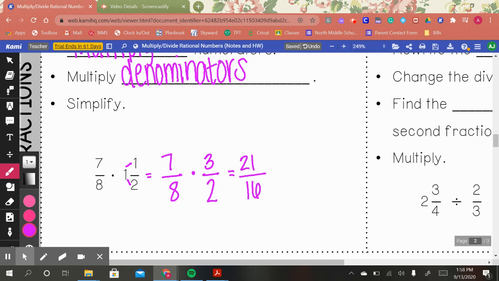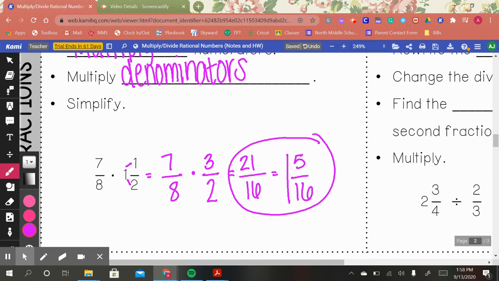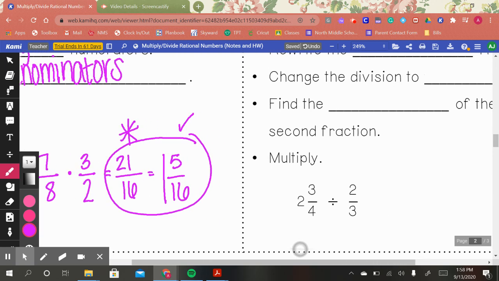All right, guys, we need to simplify here. 16 goes into 21 one time with 5/16 left over. I will accept either one of those answers. My goal for you is to for sure get here. And then by the end of 7th grade, I want you to feel comfortable simplifying so we can have the most correct answer. All right, let's talk about dividing fractions.